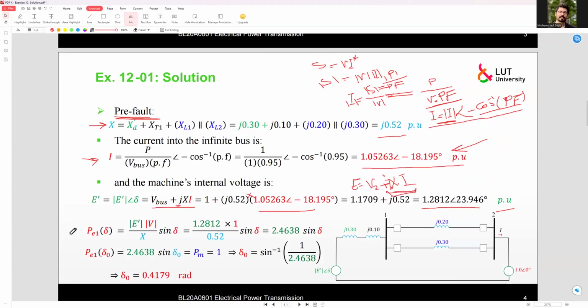Based on that, in steady state conditions, we have PE equal to PM, right? So based on that, we calculate the electric power, and it can be calculated using this formula. Then we have PE equal to 2.4638 sin of delta.